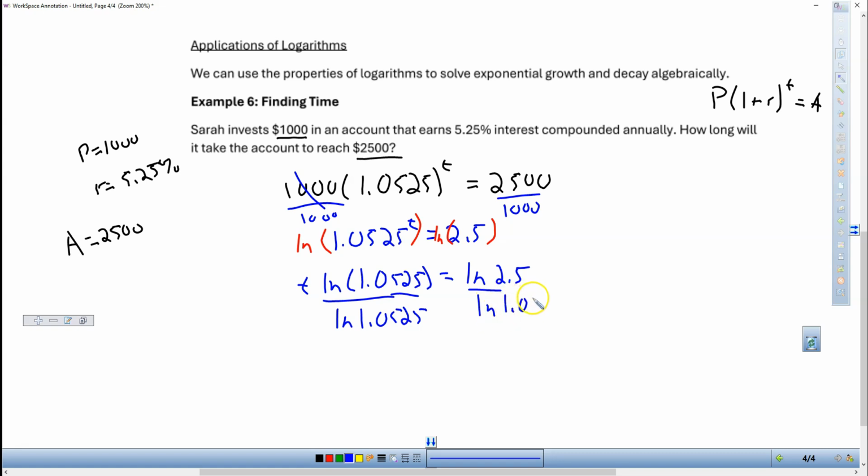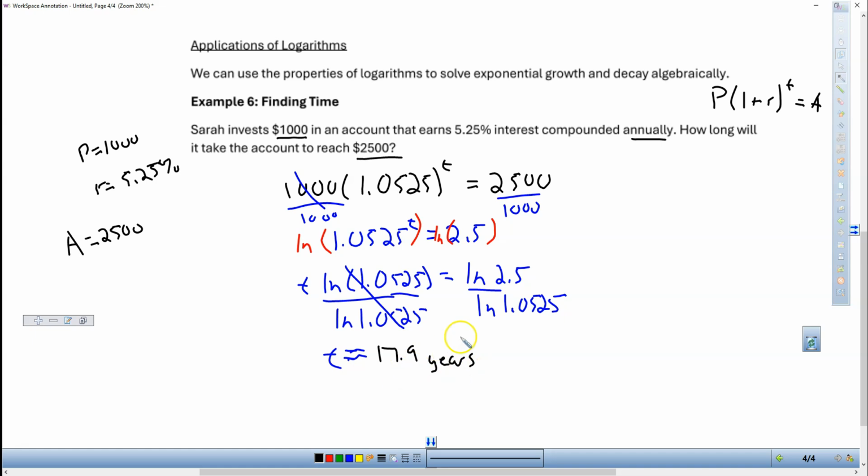That part cancels. And so then we can solve for t, and we can plug that in and find out that t is approximately, since it's not an exact value here, about 17.9. Now, because we're doing annually, we need to make sure of our units, so this is 17.9 years. So it's going to take about 17.9 years, or that's about 17 years and about 9 months.